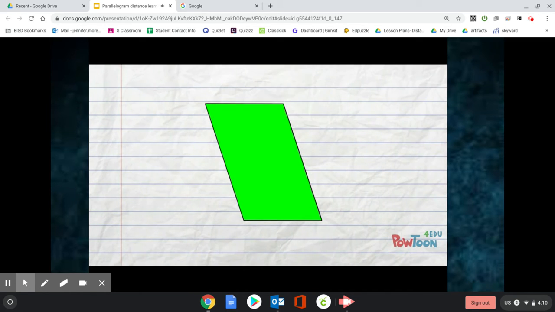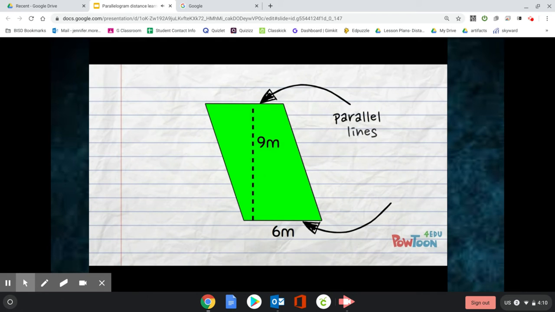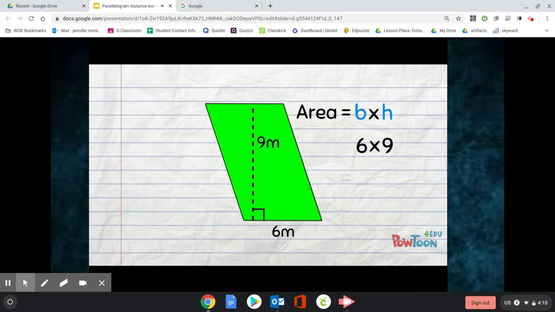What about this parallelogram? Here's the base, 6 meters. Here's the height, 9 meters. It doesn't matter where the height line is shown. It's always the same height because these two lines are parallel, the same distance apart. Therefore, the height will be the same. The height is at right angles to the base, and that's all that counts. So, base times height. 6 times 9 is 54 meters squared.